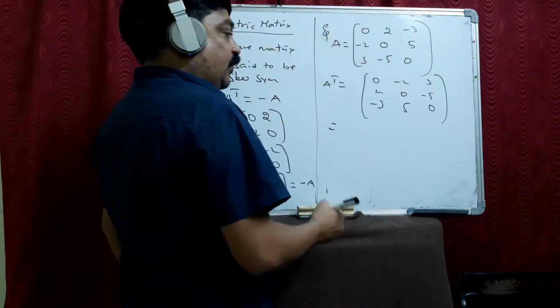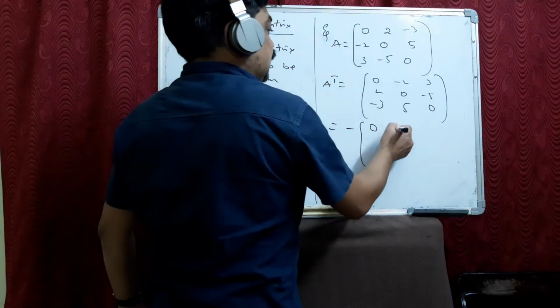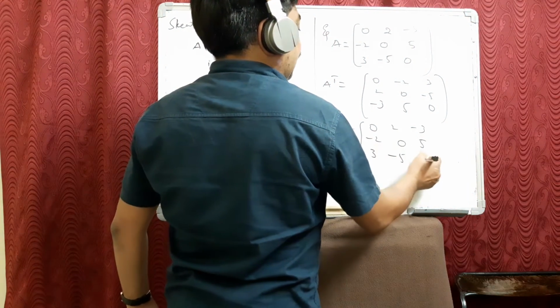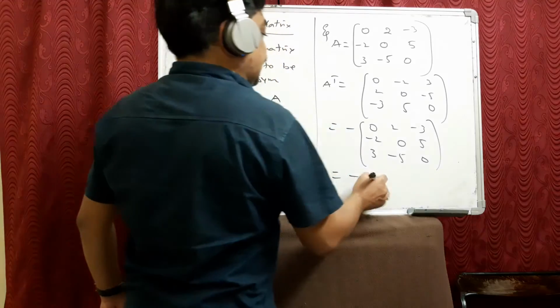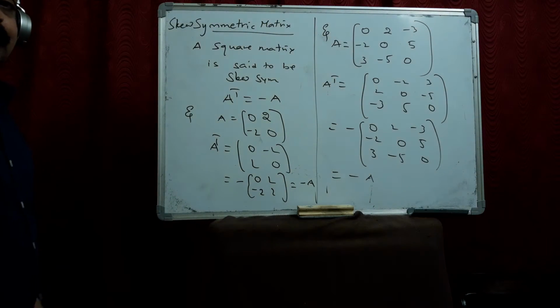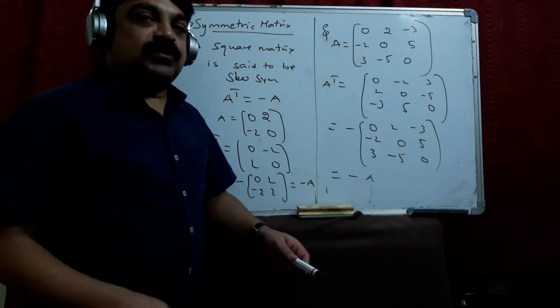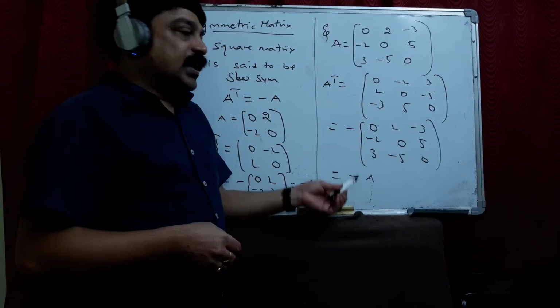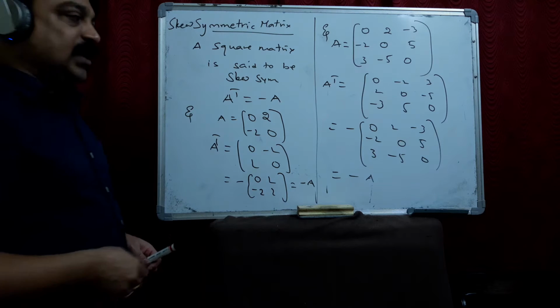Now take minus common from all the elements. It becomes 0, 2, minus 3, minus 2, 0, 5, 3, minus 5, 0, and it becomes minus A. If you check, you will get the same. See, a square matrix is said to be a skew symmetric matrix if A transpose is equal to minus A. And this is the way to take an example. Right?